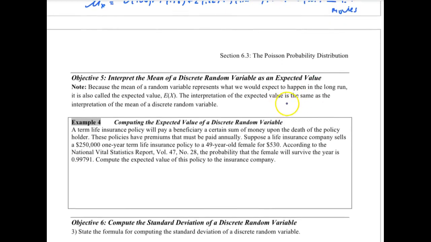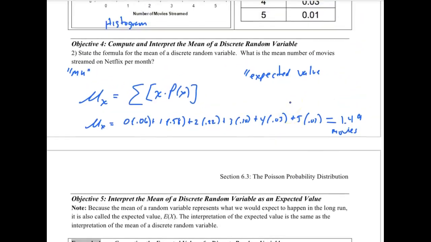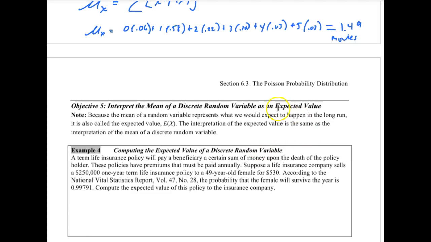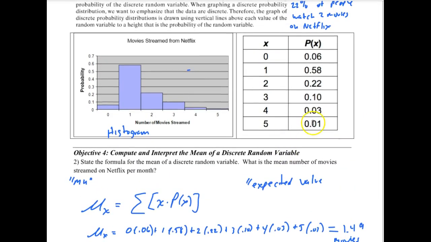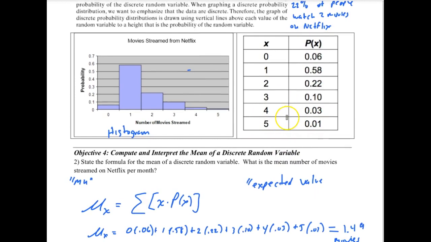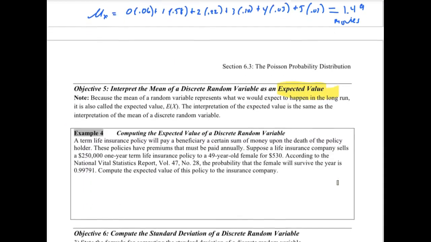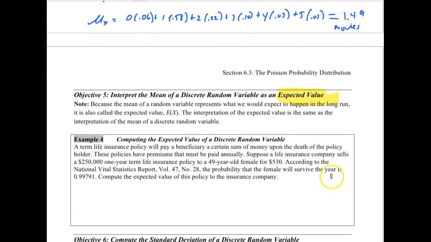That becomes what we call the interpretation of it. The mean of a discrete random variable, many times we say it's the expected value. What would we expect if one person, how many movies would we expect a person who watches Netflix to download? We would say 1.49. And so in this case, that leaves us with the interpretation of that.